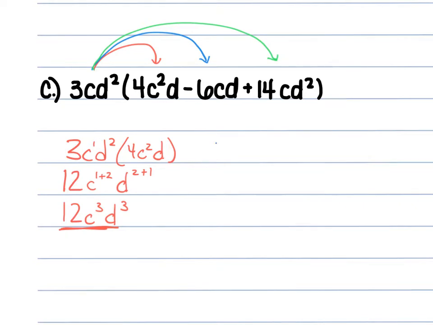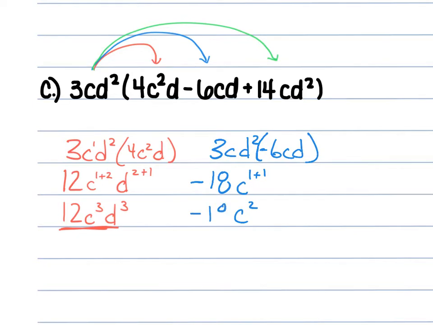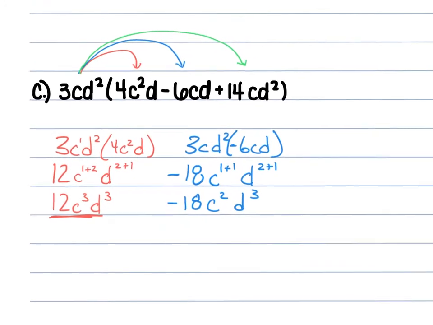How about the next one? So 3 times negative 6 will be negative 18. Give me 1 second to catch up here. Negative 6c d. And he said 3 times negative 6 would be negative 18. C to the 1 plus 1, and as he said, that would become c to the second power. And then d to the third power. D to the 2 plus 1, which becomes d to the third power. His second term is now done.